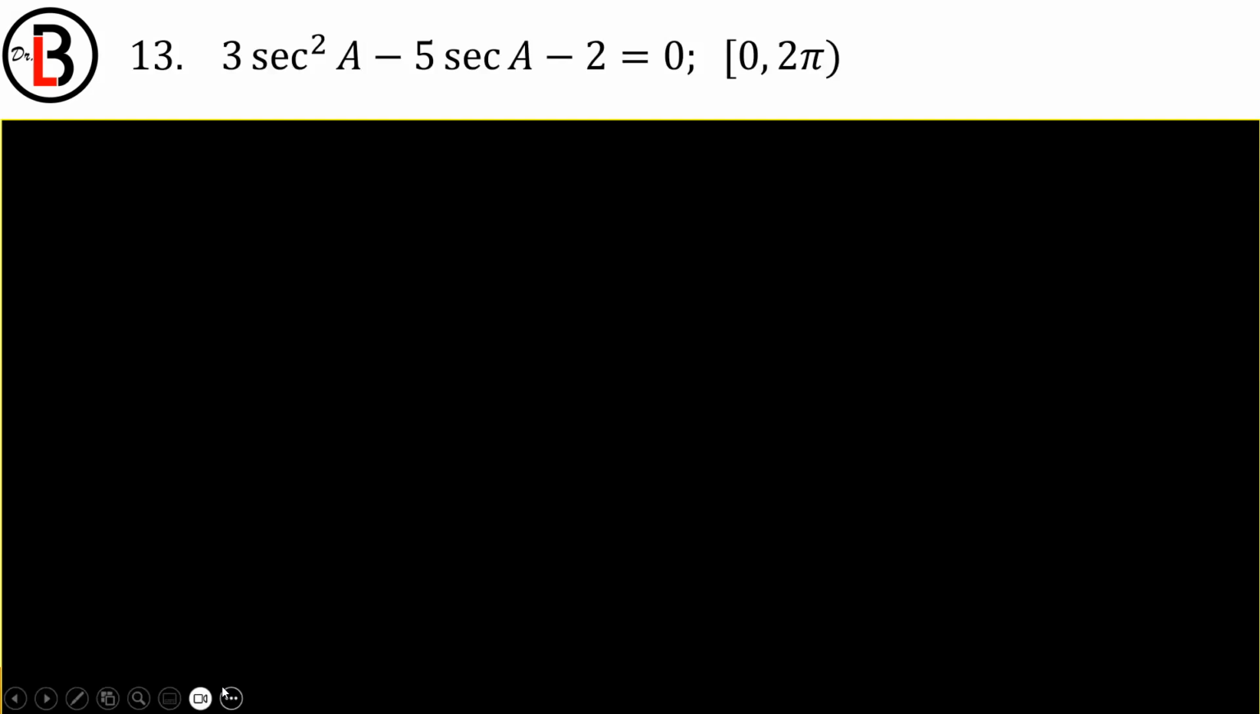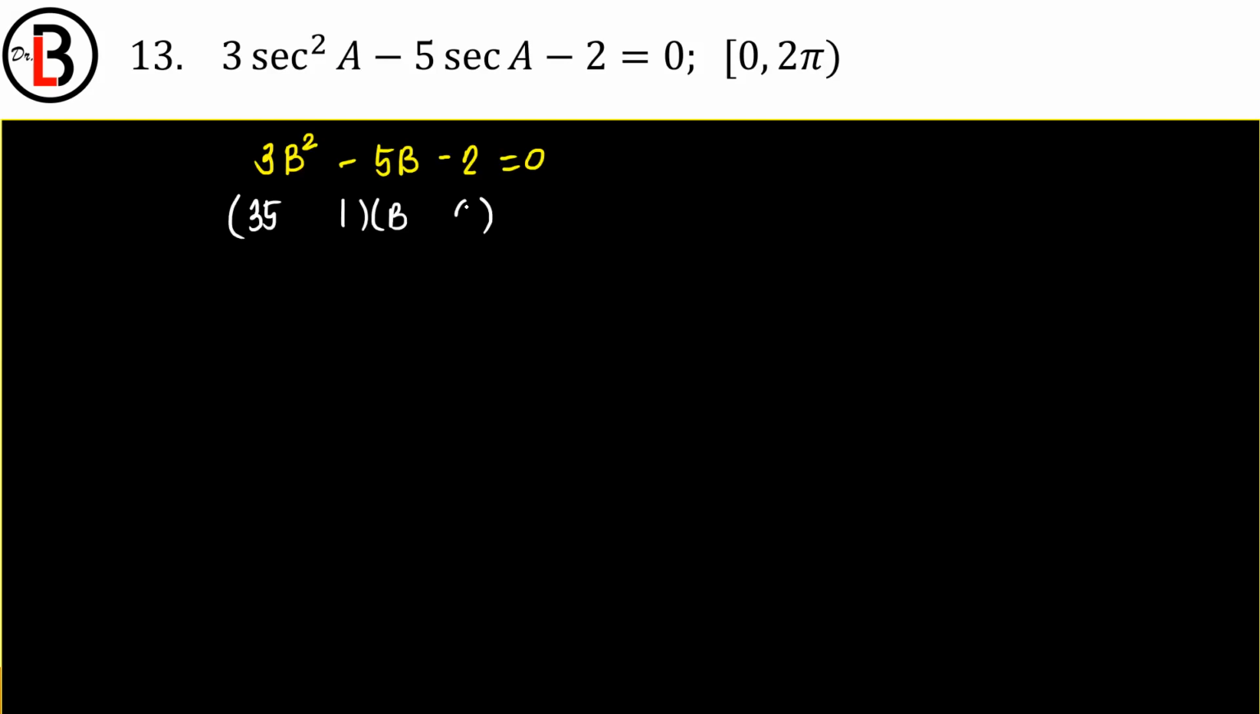Now, we're nearing the end. It's just 15 items. Let's try this. Now it's given as secant. So again, maybe it would help if we change this to A or B. Oh, because we're using A, let's just use B. 3b squared minus 5b minus 2 is 0. So let's factor this out.